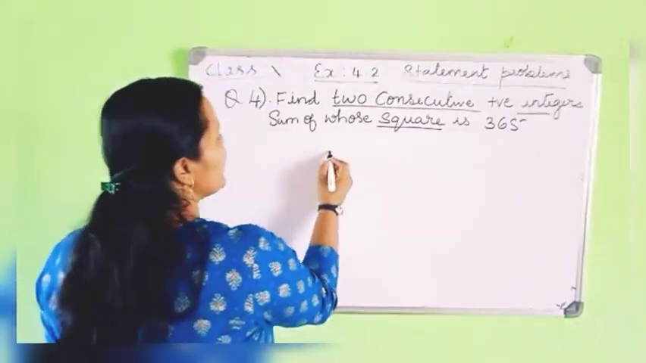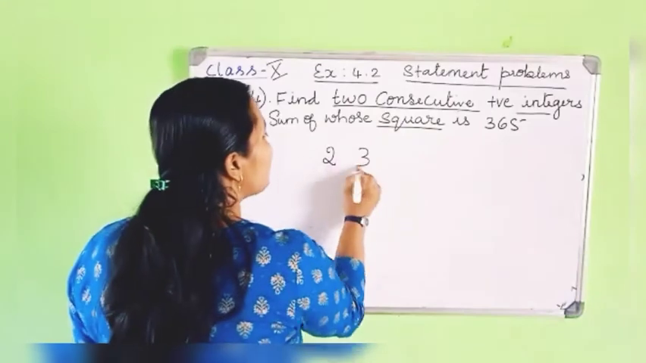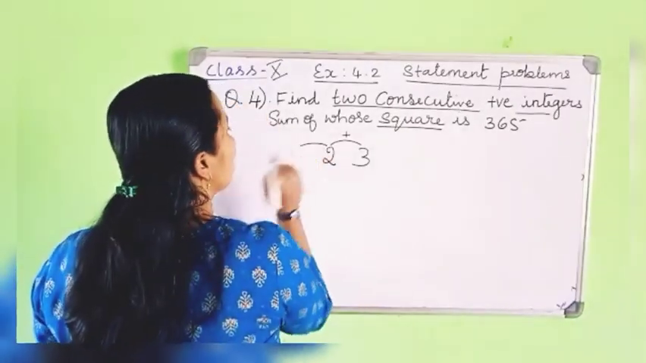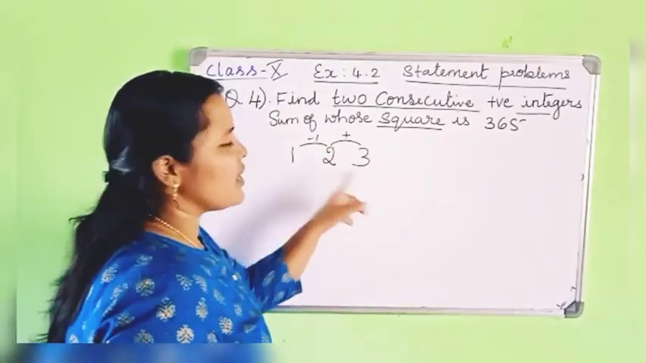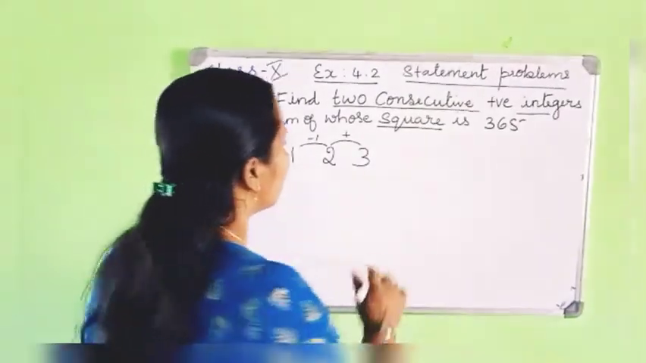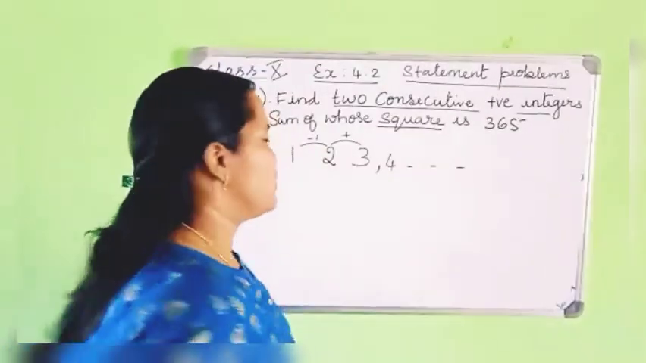For example, if I take 2, what are the consecutive numbers for 2? That is 3. You have to add +1 to this, right? And also you can take the previous one. That is 2 minus 1 is 1. So 1, 2 and 3. The difference between these numbers is 1, right? So 1, 2, 3, 4 etc. are called consecutive integers.